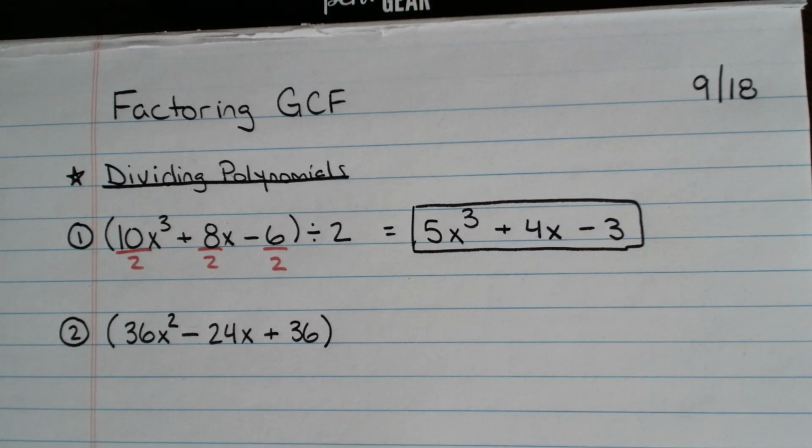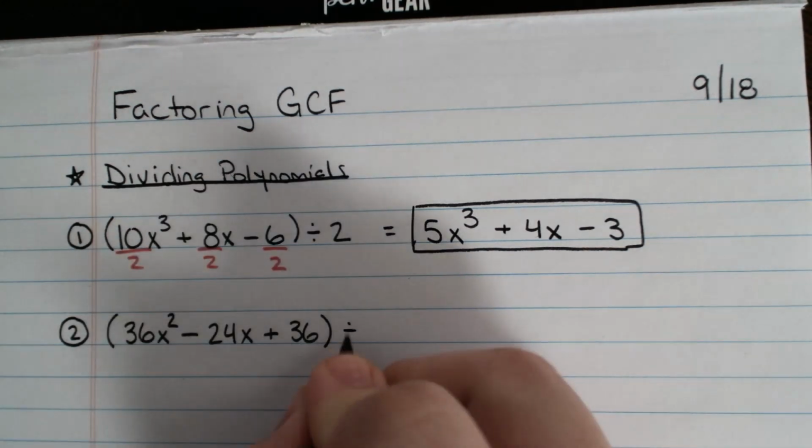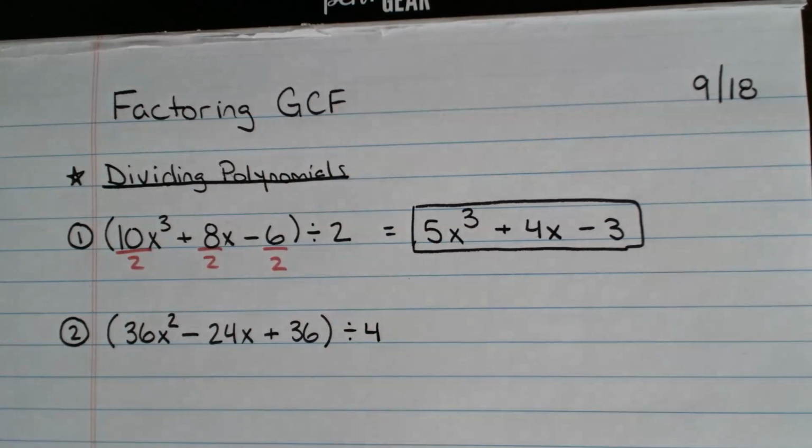36x squared minus 24x divided by 36. Or excuse me, plus 36. All divided by 4. Wait, 4? Just bear with me, okay? If some of you are like, wait, 4? 4 is not the GCF here. Oh. Well, we can still divide it. Here we're ignoring GCF for a second and just dividing it.